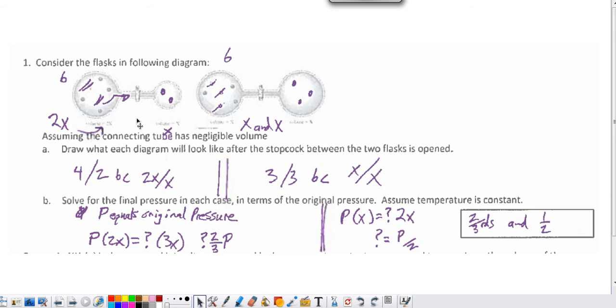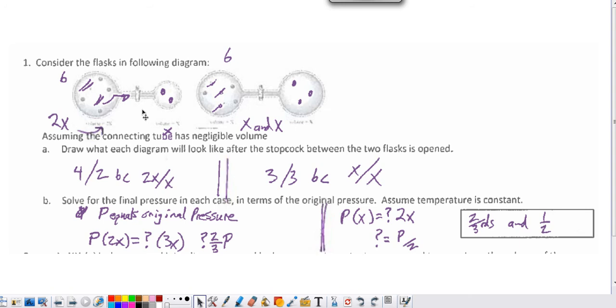So the other thing we notice is that there are 6 particles, 1, 2, 3, 4, 5, 6 particles originally on the left side and no particles on the right. So we're just going to talk about first this situation. When the stopcock is opened, the gas is going to start flowing back and forth between the two flasks now that they are open to each other.